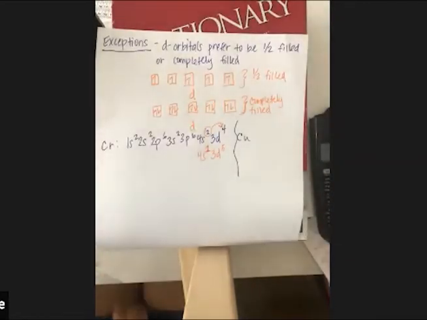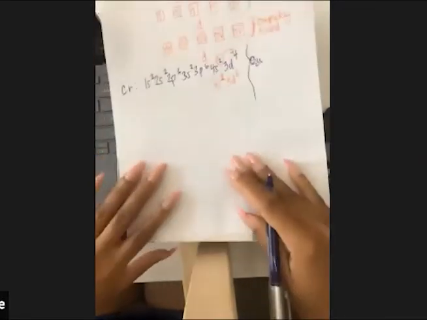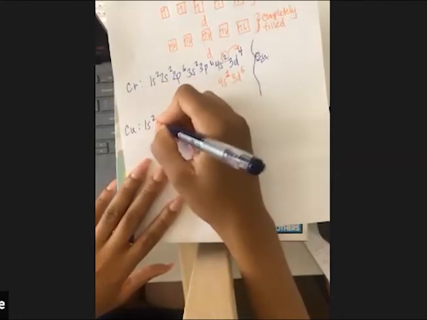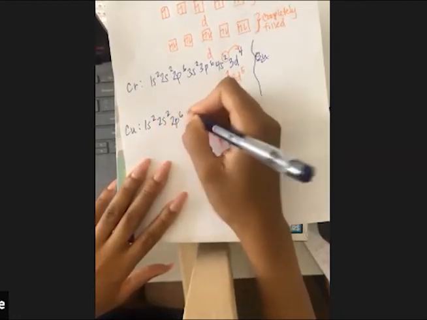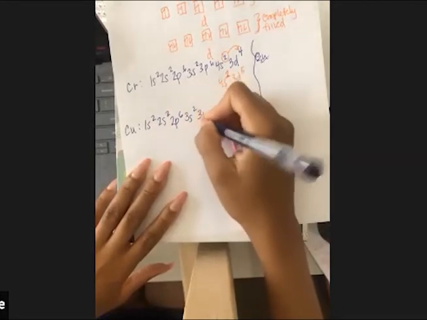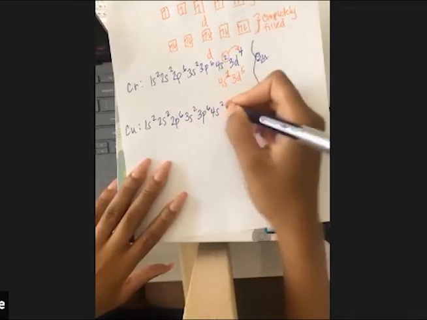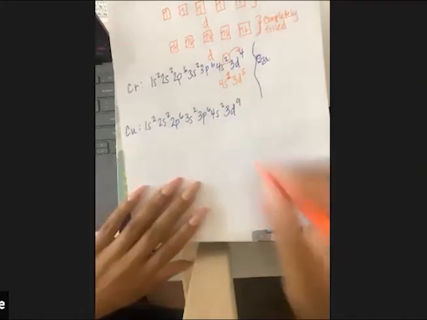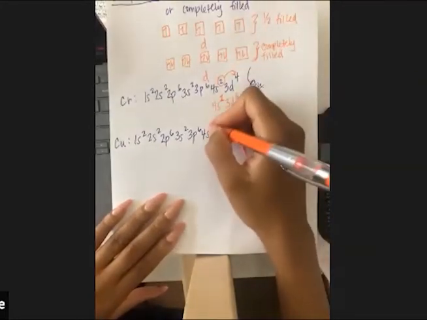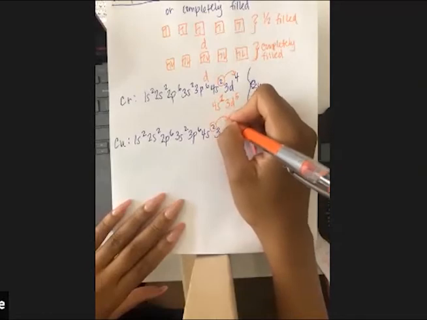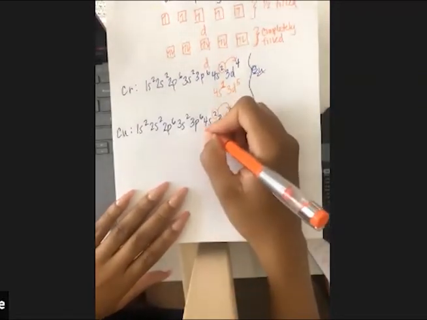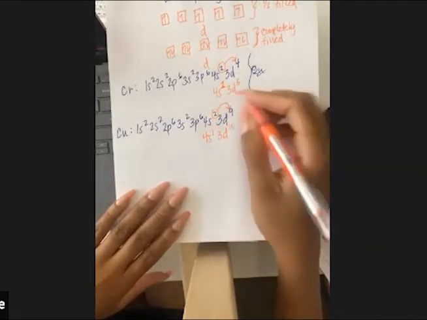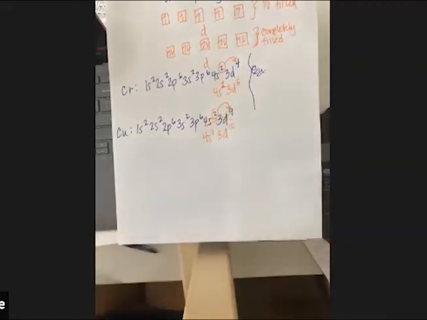So if I write it out for copper, you would normally think 1s2, 2s2, 2p6, 3s2, 3p6, 4s2, and you would think it's 3d9. But just like chromium, it wants to be either half filled or completely filled, so you take one from the s, and it's actually 4s1 3d10. So it prefers to be this one.